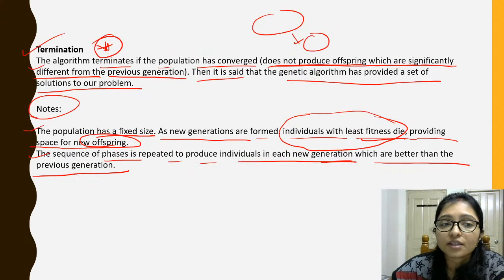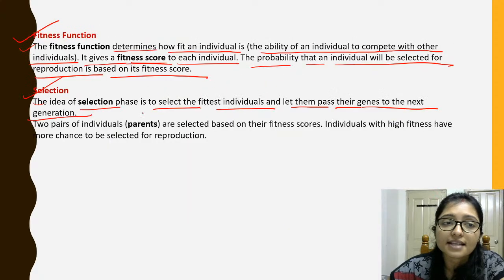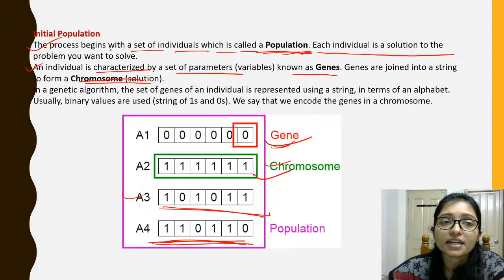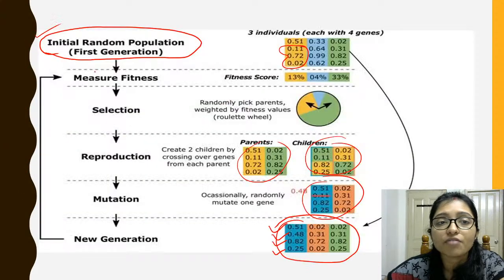क्या क्या देख सकते हो आप जेनेटिक एल्गोरिथम में? That is asking: the selection, fitness function, initial population, evaluation, everything we are doing.